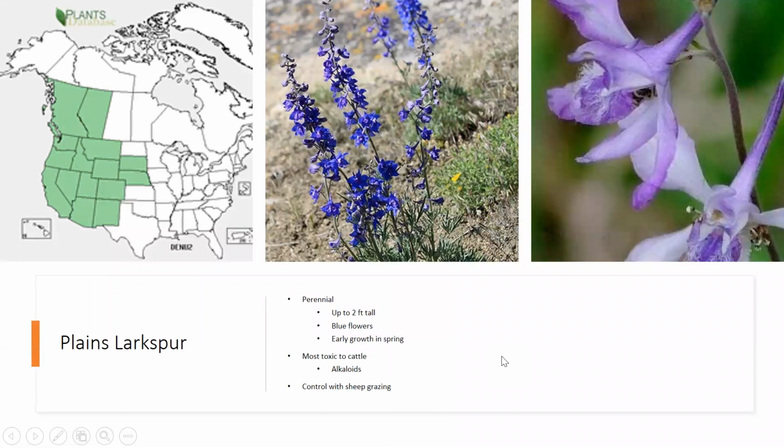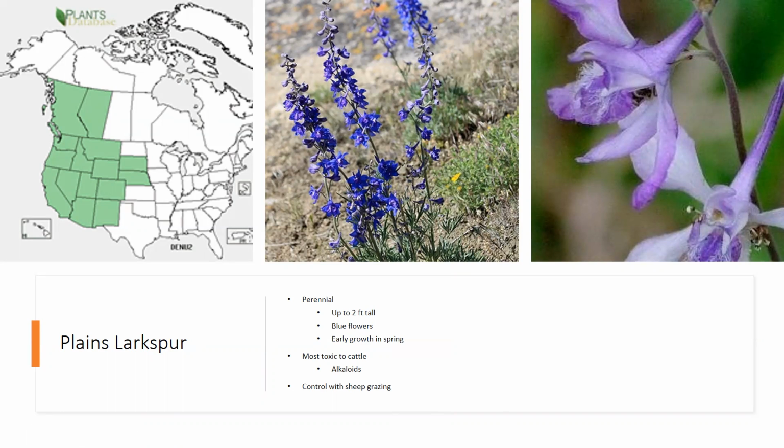All right, so now the last one on the poisonous weed list is the Plains larkspur. This is a perennial. You'll usually see it growing in upper elevations up in mountain areas. If you go to the Snowies, you'll usually see this really pretty purplish blue flower growing on the sides of the mountains. These can be up to 2 feet tall with, like I said, the blue flowers, and they have early growth in the spring. This is usually one flower that's quick to emerge, so you can usually get to see that color in the early spring.